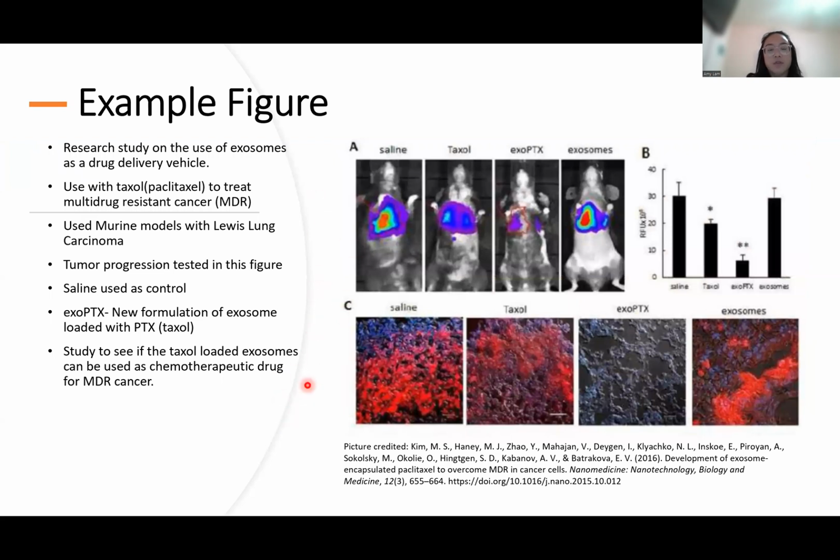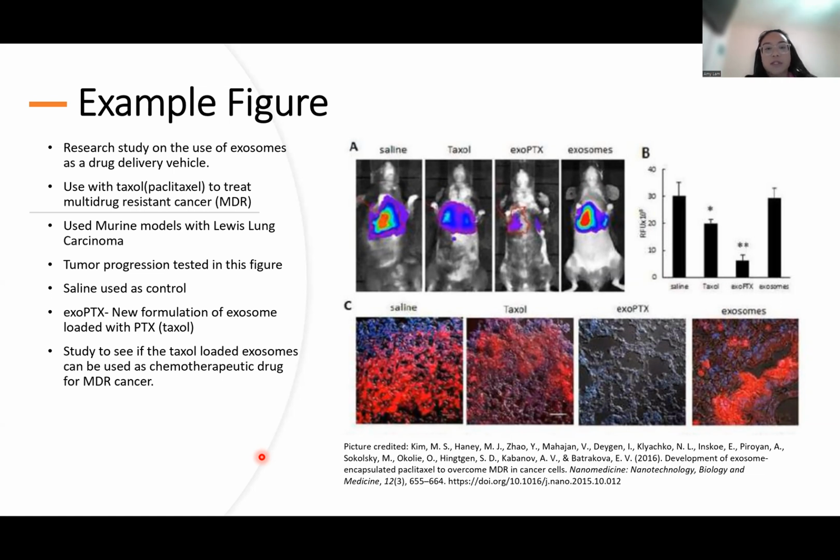So this is an example figure that I got from a case study article that I took off of PubMed. In this research study, they were trying to use the exosomes as a drug delivery vehicle by transporting the Taxol into the body without it being affected, so that it can be more effective in treating cancer.